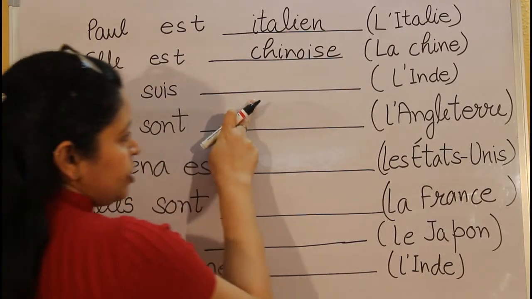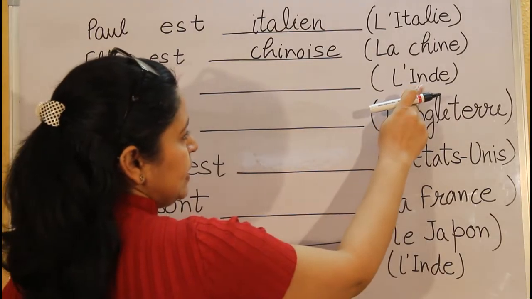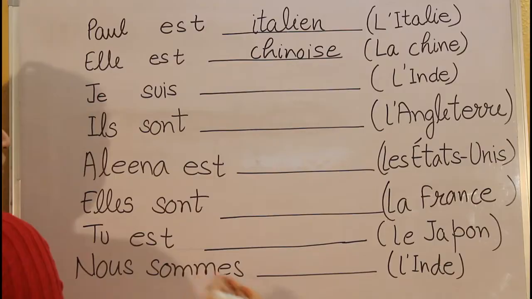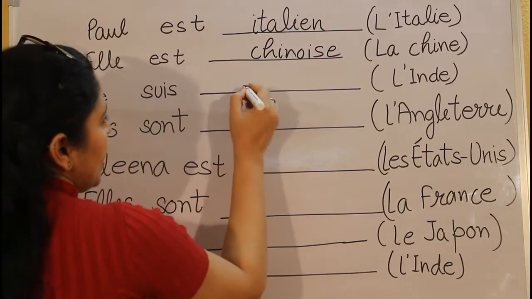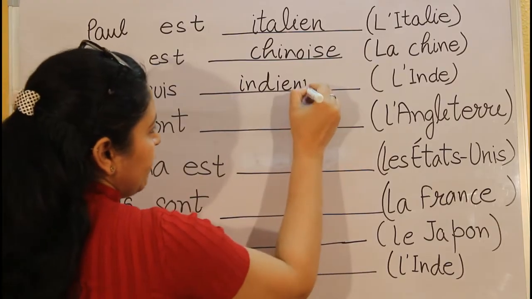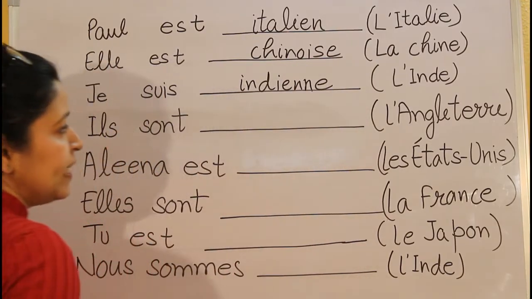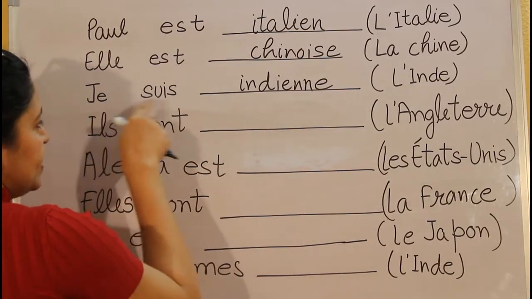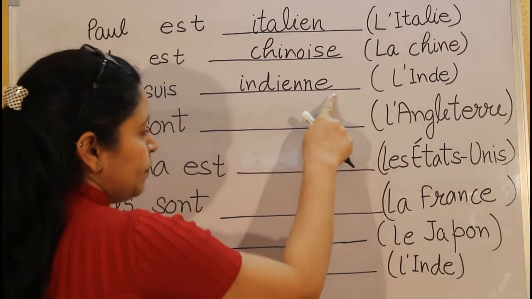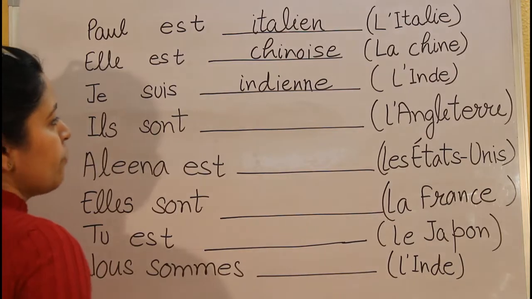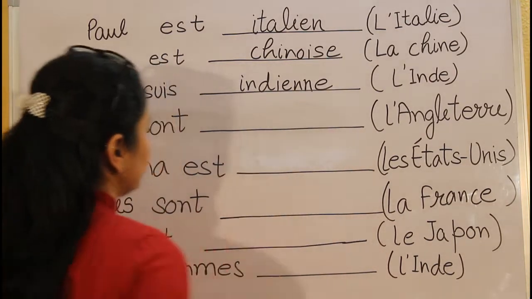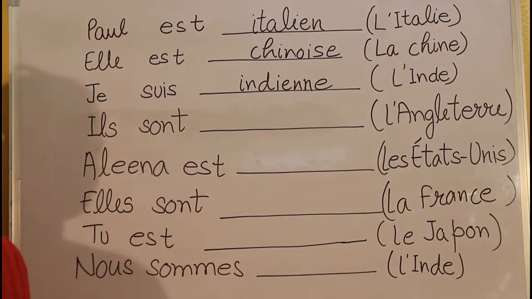Je suis dash. Now the country name is l'Inde, means India. I belong to India. Now if I'm talking about myself, I'm a girl, so I'll write Indienne. First the masculine one, then I will convert it into the feminine case, Indienne. Because I'm a girl, I'm writing Je suis Indienne. I doubled the letter N and then I added E. Had there been a boy, he would have used Indien. I-N-D-I-E-N till here only. Ils sont dash.